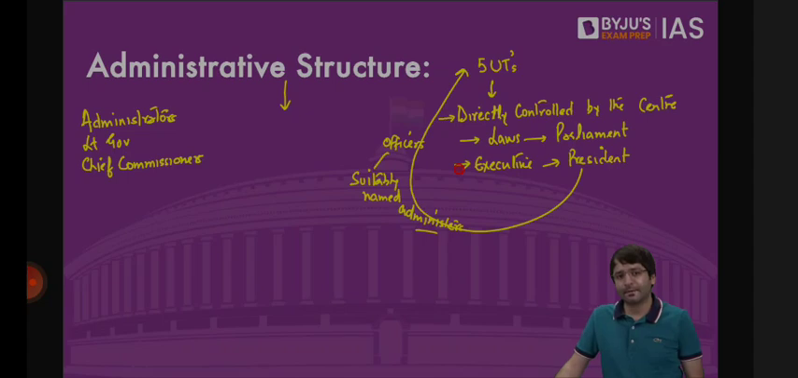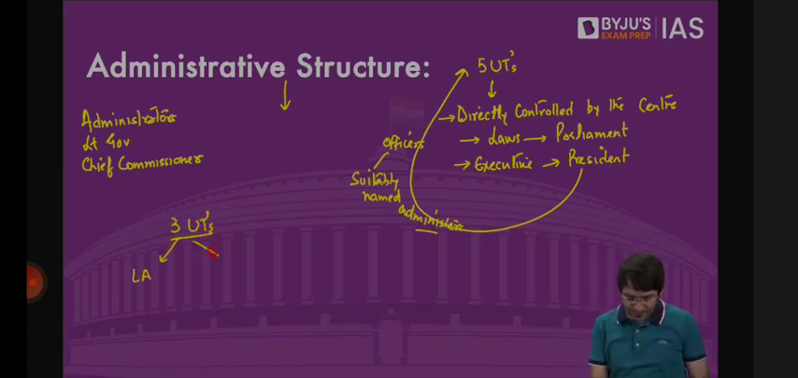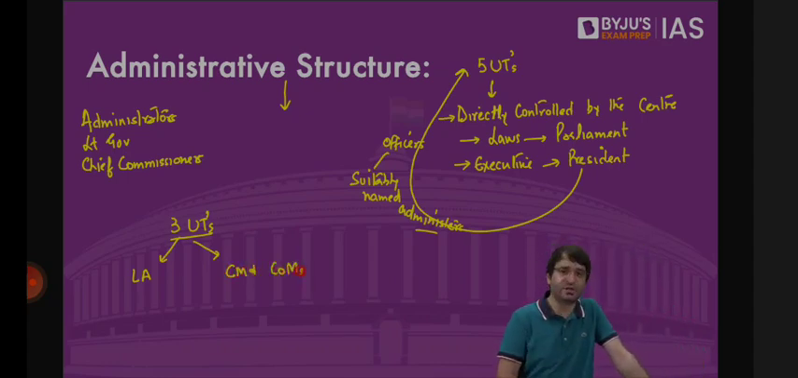But when it comes to 3 UTs, these 3 UTs have a legislative assembly. These 3 UTs have a chief minister and council of ministers as well. Right now, although there are only 2 UTs, Delhi and Puducherry, which have a legislative assembly, which have a chief minister and council of ministers, Jammu and Kashmir will have a legislative assembly. Jammu and Kashmir will have a chief minister and council of ministers. That means there is no uniformity.